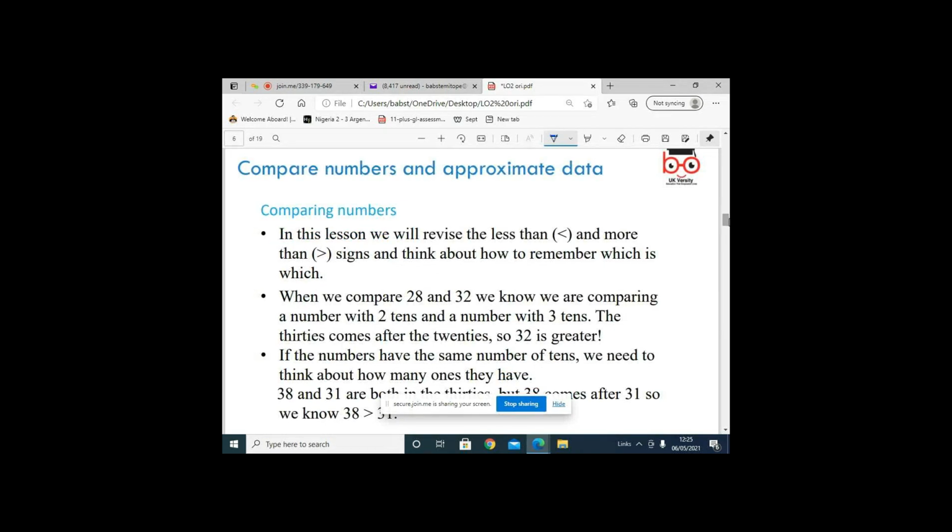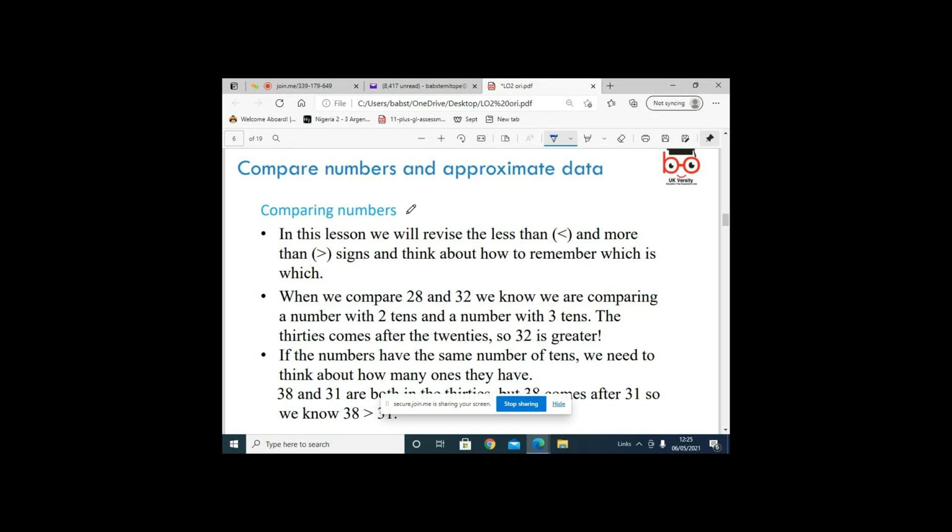So the first one now is that we want to compare numbers and approximate data. I told you before that in statistics, sometimes you estimate. When you estimate, it's not the actual number that we're talking about. It's approximately that number, but it's not exactly equal to that number. So it could be less than the original number or more than the original number. So for us to approximate, we need to be able to compare those numbers together.